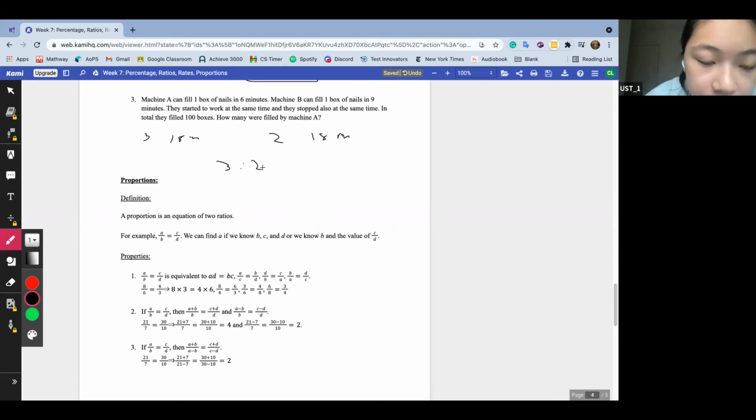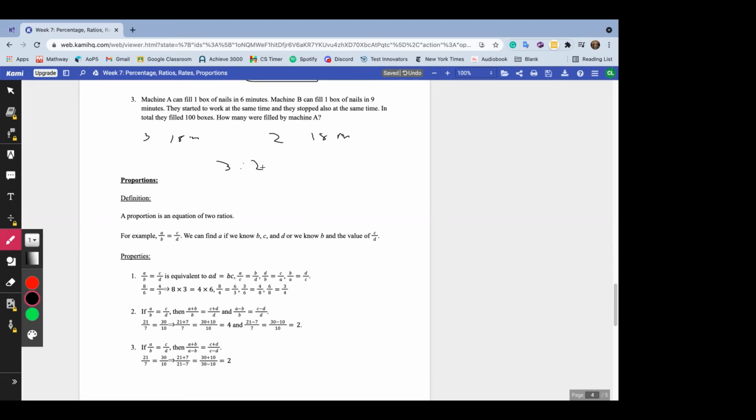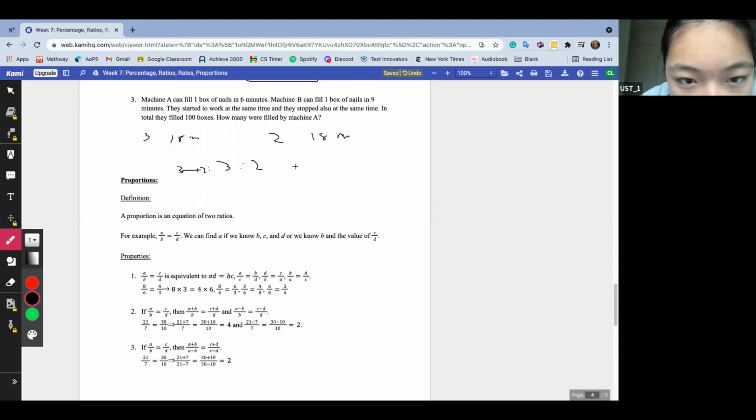So now we're gonna, oh, I get it now. We do 100 divided by 5, which is going to be 20, and then 3 times 20 equals 60. Yeah, so we'll have 3 over 5 equals x over 100. Multiply both by 20, you'll get x equals 60.